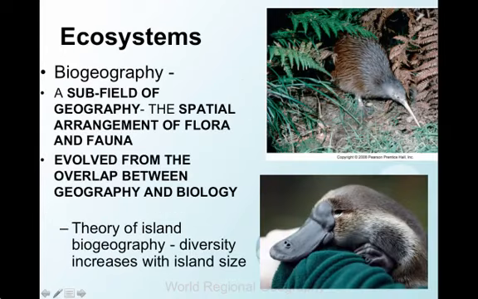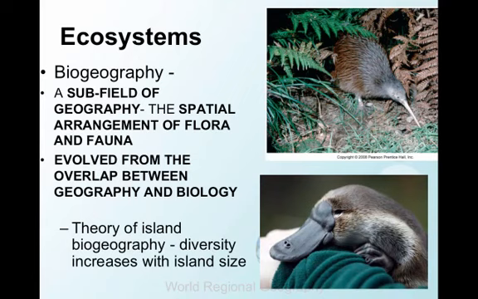Next I want to talk about some of the ecosystems in this region of the world. The Pacific Islands and also Australia have really helped to shape a subfield of geography called biogeography. Biogeography is the study of the spatial arrangement of flora and fauna, or plant and animal species. And this evolved from the overlap between geography and biology, as the name implies.